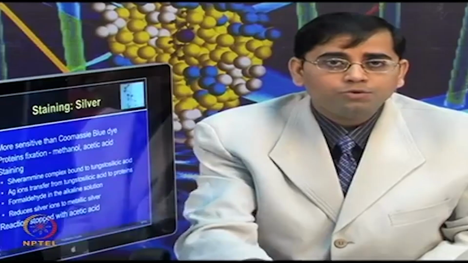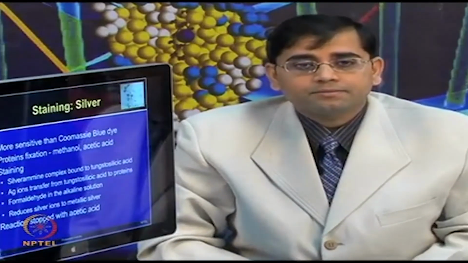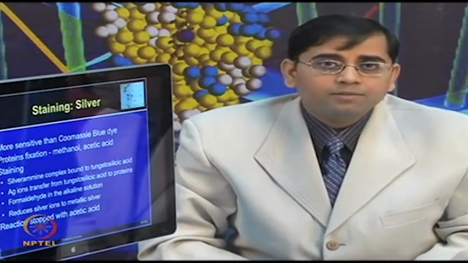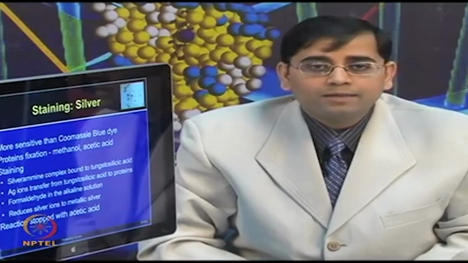You want to still do the separation of the protein, but Coomassie stain may not be sufficient to visualize the spots on the gel. Now, you need a few more sensitive stains such as silver stain. So, I will describe how to do silver staining. The silver staining is more sensitive than the Coomassie blue dye.